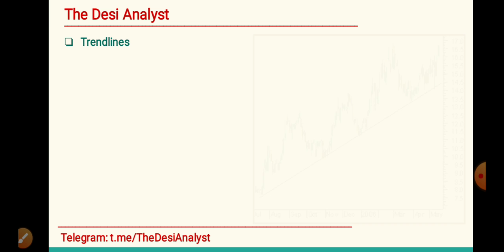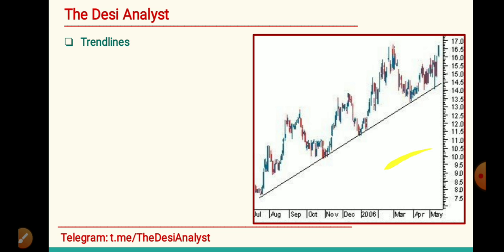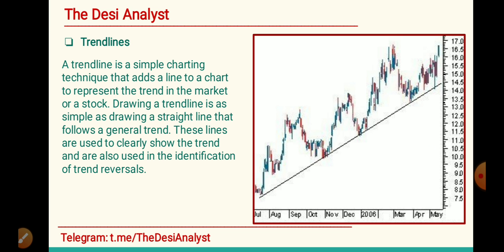Trend lines. A trend line is a simple charting technique that adds a line to a chart to present the trend in the market or a stock. Drawing a trend line is as simple as drawing a straight line that follows a general trend. These lines are used to clearly show the trend and are also used in the identification of trend reversals.